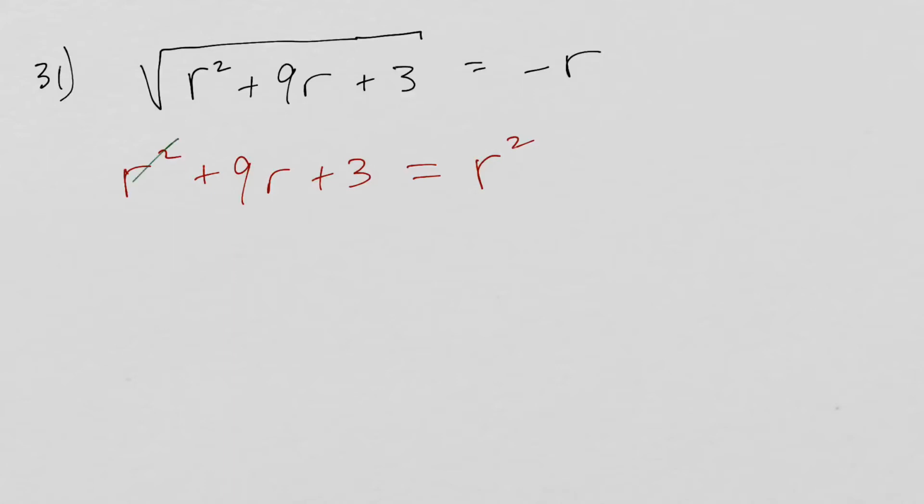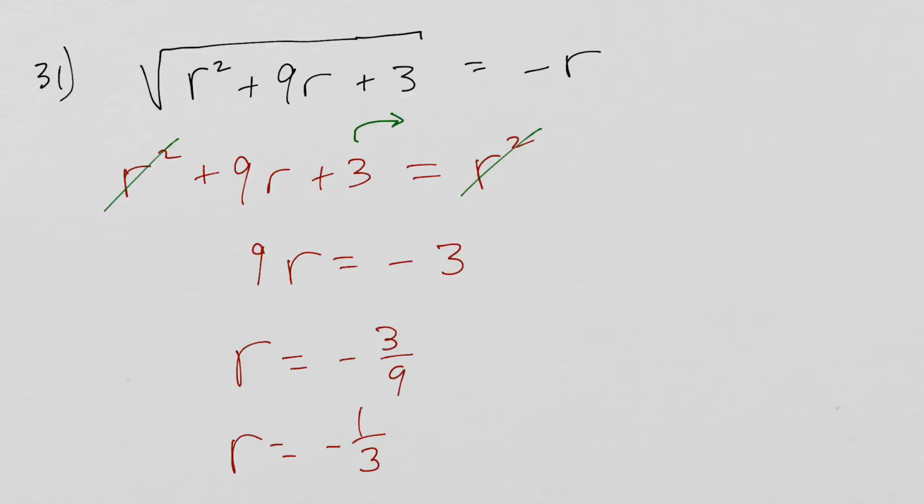Now I'll subtract r squared from each side, and I'll move this 3 over to the right by subtracting it. And 9r is equal to negative 3. And then I'll divide each side by 9, and I'll get r is equal to negative 3/9, which is negative 1/3. That's okay because it's a negative value, and a negative is a positive 1/3. And so that's not going to create an extraneous root or an extraneous solution.